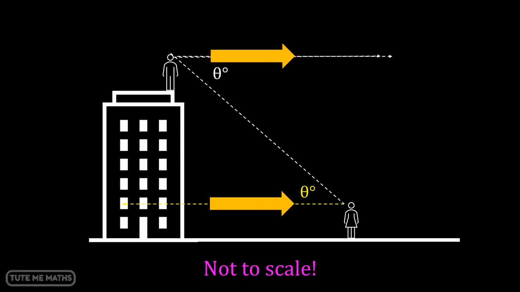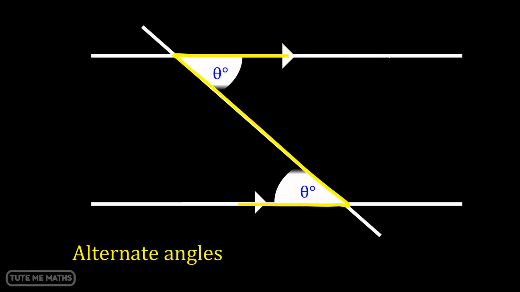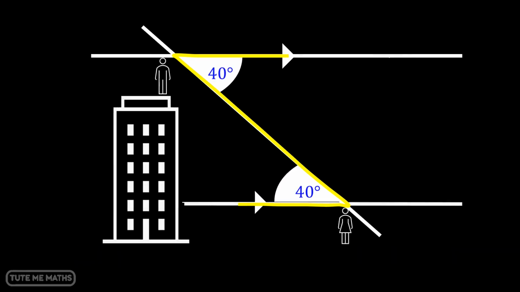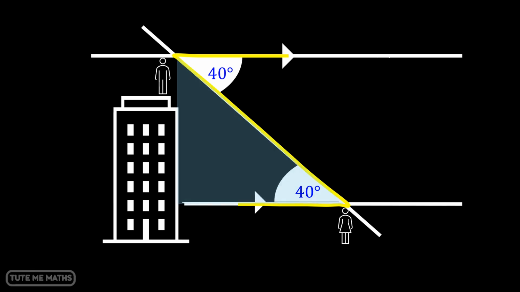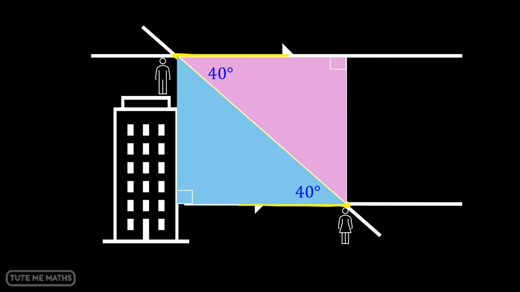You may recall special angles formed when a line cuts two parallel lines. Well, we have a pair of alternate angles in the parallel lines formed by the two imaginary horizontal lines of sight. Alternate angles in parallel lines are always equal. This can be useful when solving problems involving angles of elevation or depression, giving you a choice of two right triangles to work with. Now let's solve some basic trigonometry problems involving angles of elevation and depression.